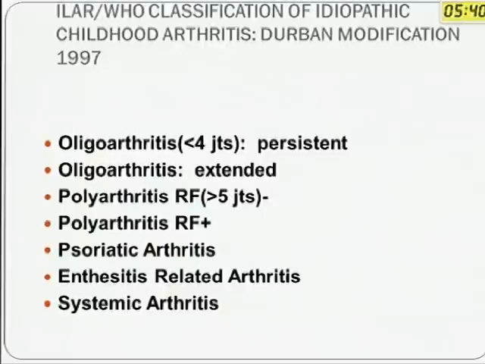So, what is the simple thing you need to know? You see a child, you suspect JIA, all you need to do is count how many joints are involved in the first 6 months. Less than 5, it's oligo. More than 5, it's poly.